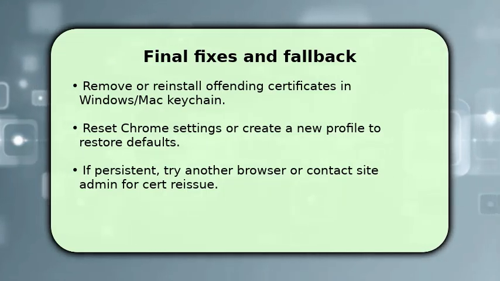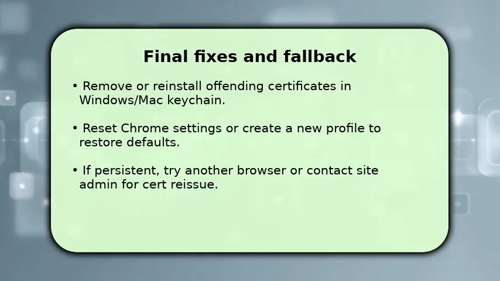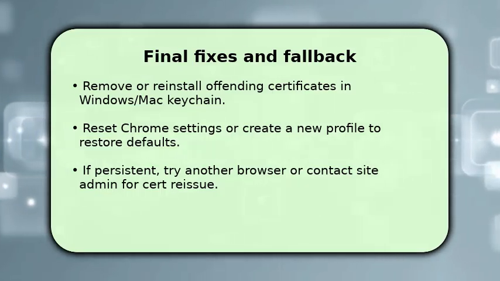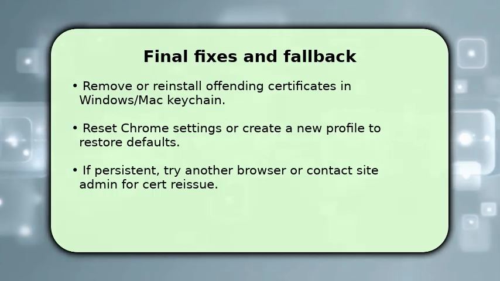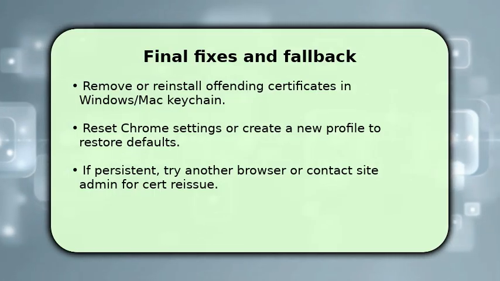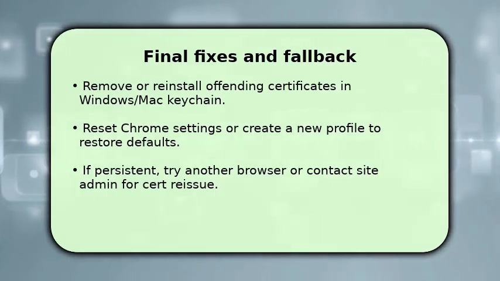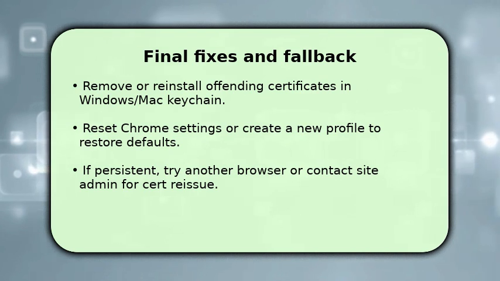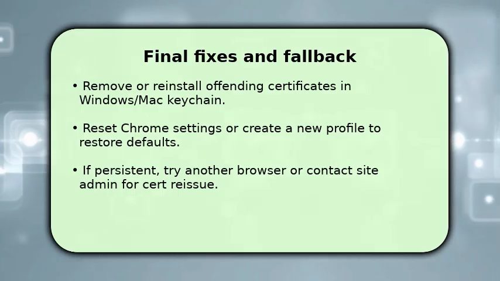If that fails, reset Chrome settings or create a fresh profile to eliminate corrupted state. Once you've done that, test the site again. If the privacy error persists, use another browser to confirm the issue is server-side, and contact the website administrator to reissue or fix their TLS certificate. One tip: keep screenshots and certificate details when you ask for help.